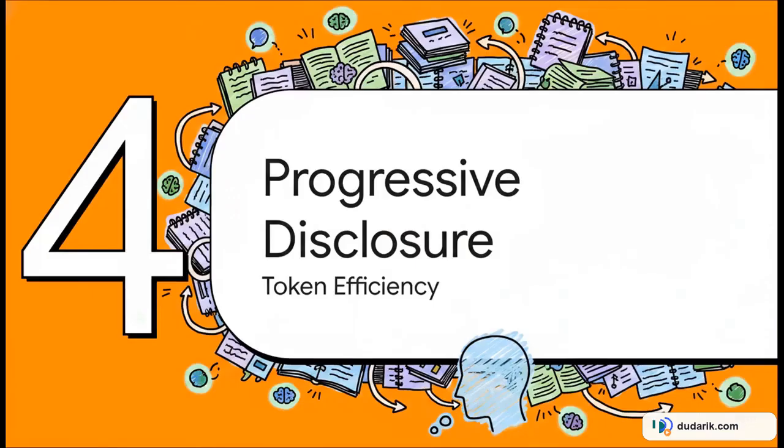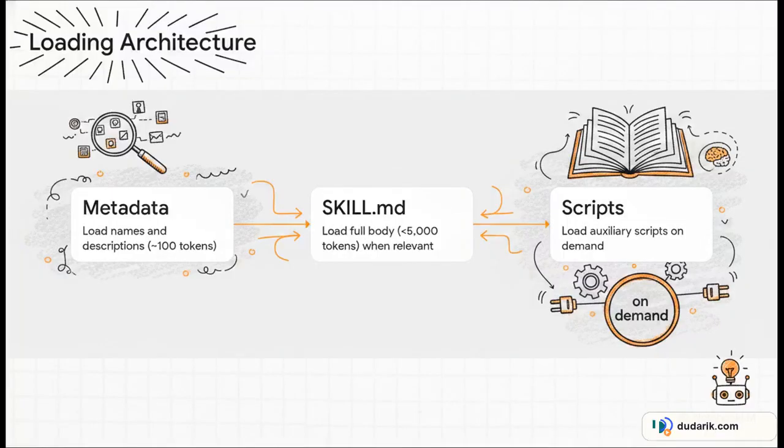Okay, part 4, the progressive disclosure architecture. Now, you might be thinking, wait a second. If I load hundreds of these packages, won't I just nuke my context window before I even type a single prompt? Well, no, because of progressive disclosure. When you fire up a session, the agent only looks at the metadata, just the name and description.